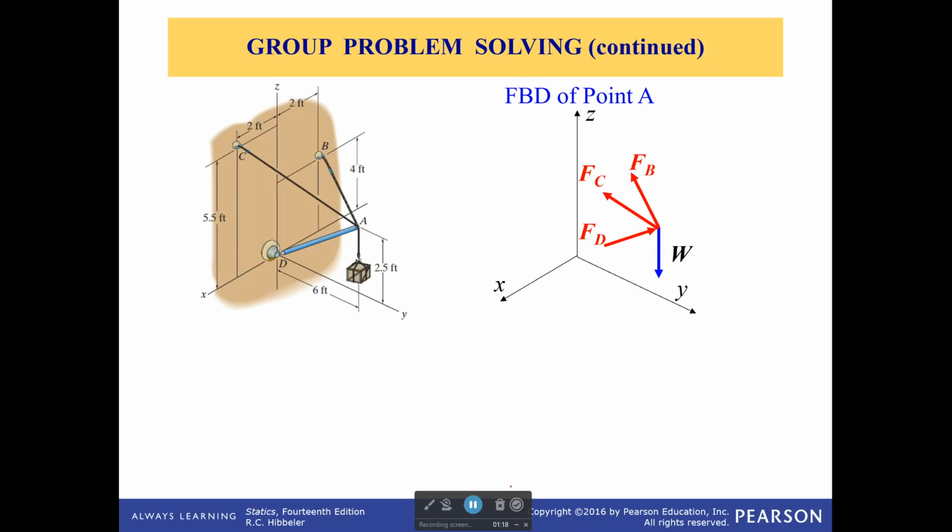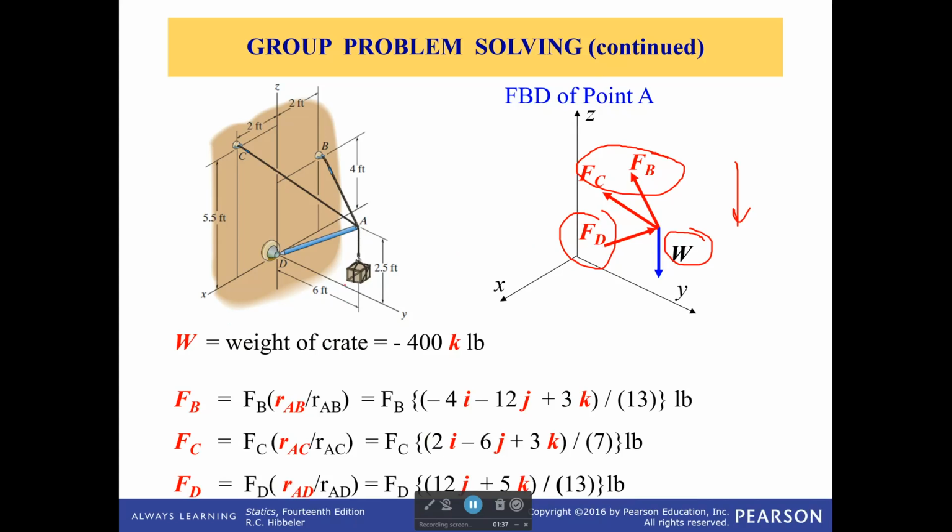First, our free body diagram. In this case, we went ahead and said FD was pushing. This makes a lot of sense because both FC and FB are pointing in the negative y direction, and we would need at least one force that's pushing in the positive y direction, because the weight is in the z direction only.